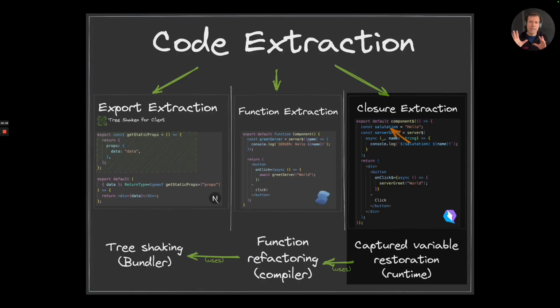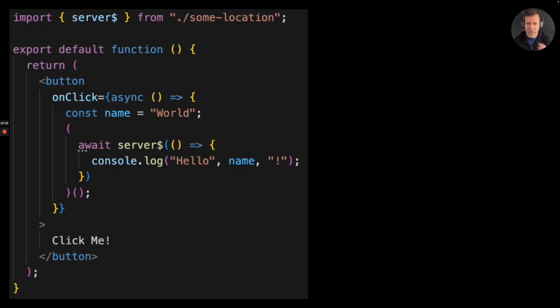We talked about the export extraction, the function extraction. Let's take it up to the next level and talk about closure extraction. And I think this is a kind of cool bit. So let's say we have the same exact demo where we have code, there's a button, there's a click on it, and we want to execute this piece of code right here on a server. But notice here, this name is not passed in as an argument. Instead, name is captured inside of the lexical scope because this particular bit here is a closure.